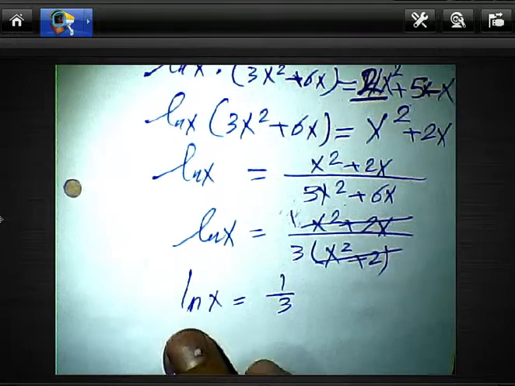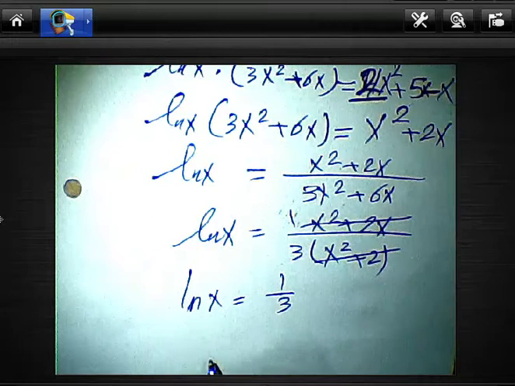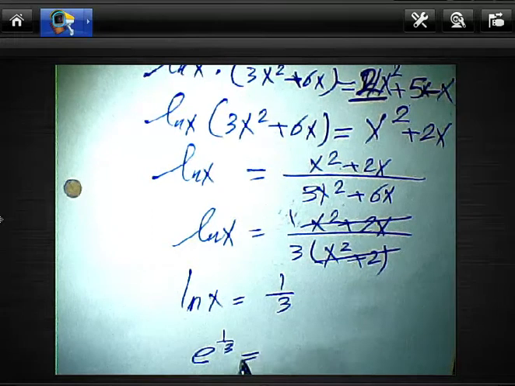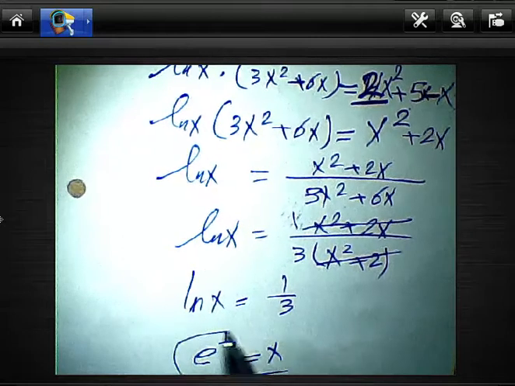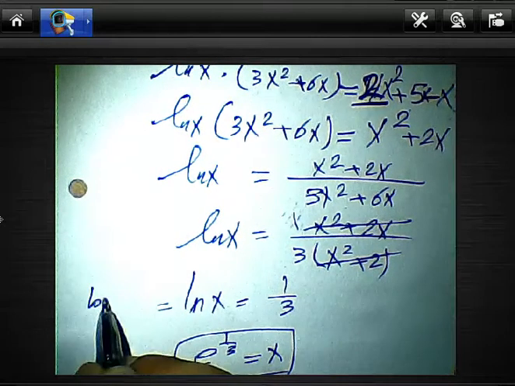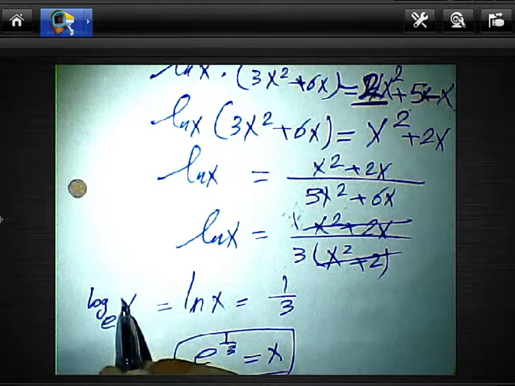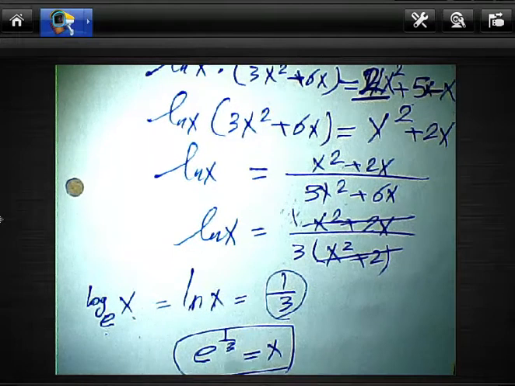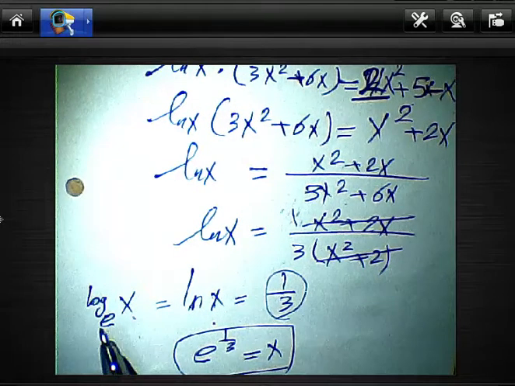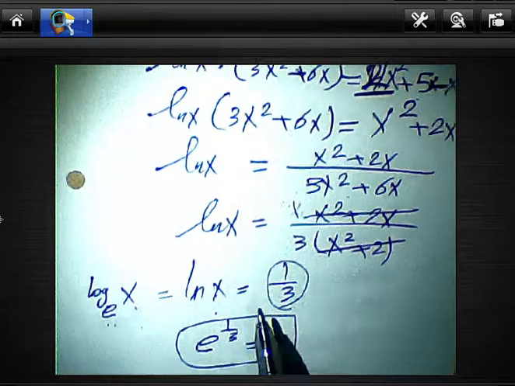Ln of x, what does it mean? e power third equals x. Because ln of x is the logarithm with natural base e of x, so e power third equals x.